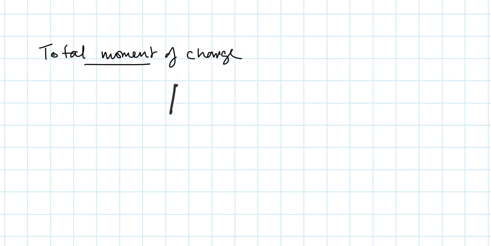Now the total moment of charge will be the vector sum of each moment of charge, which is vector mu1 plus vector mu2. We can denote the total moment of charge using another symbol. I may call it a small p, and it is also a vector because you are adding two vectors, and the resultant will also be a vector.